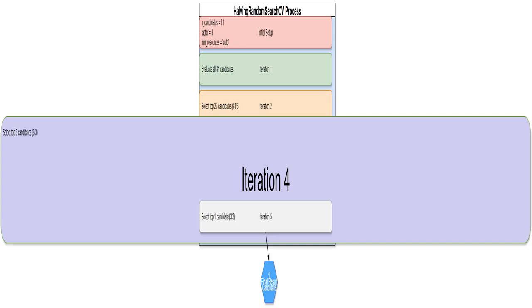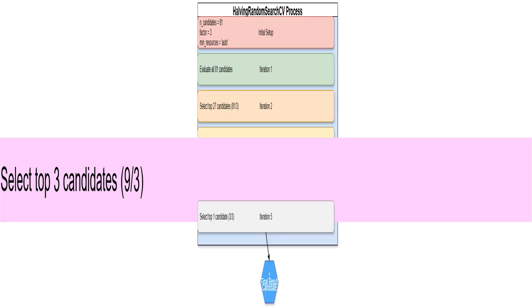This is the 4th round of evaluation. I've already reduced the number of candidates 3 times. Now, I only evaluate the top 3 candidates from the previous iteration. This is the final round. I've narrowed it down to only 1 candidate remaining from the previous step. Now, I evaluate that single candidate to find the best hyperparameter setting.